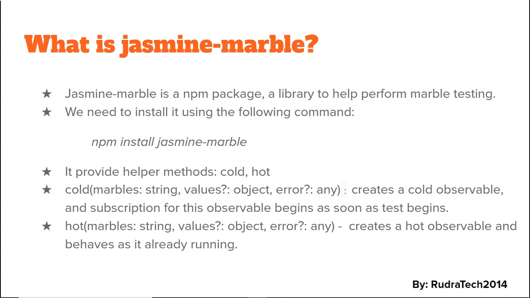Now in this case, both the methods have three common parameters. The first one is the marble string. That is the string that will define the emission of data, passage of time, like the one example that we are seeing in the previous slide. The next is the object. Now these are the values that are emitted by the observable. And the third one is the error. Now if you notice, both values and error are optional parameters.